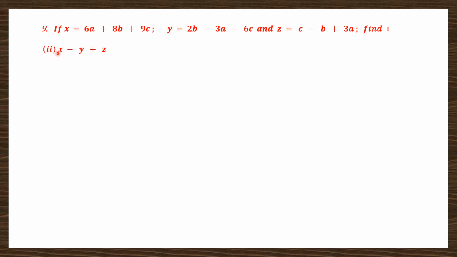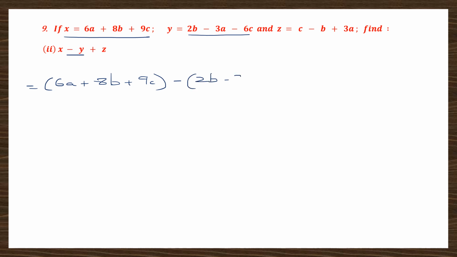We have to work out x minus y plus z. So again let's write the values. X is 6a plus 8b plus 9c. Now we have minus y. So minus, and write the whole of y inside. That will be 2b minus 3a minus 6c. Then we have plus z. So plus, write all these values inside. That is c minus b plus 3a.